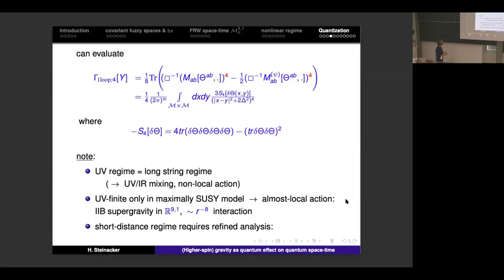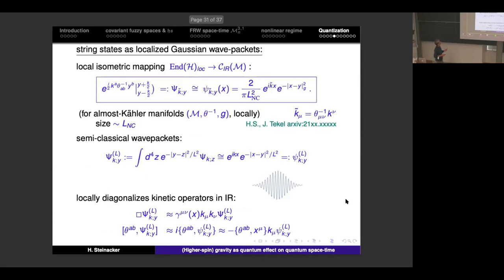And to get the short distance regime, there is another trick you have to play. You need a little bit of refinement of this analysis, and this can also be done. Namely, the point is that the string modes, when the points come very close, actually become Gaussian wave packets. And that's a precise statement. These string modes for nearly coincident points are precisely Gaussian wave packets, which have this form.